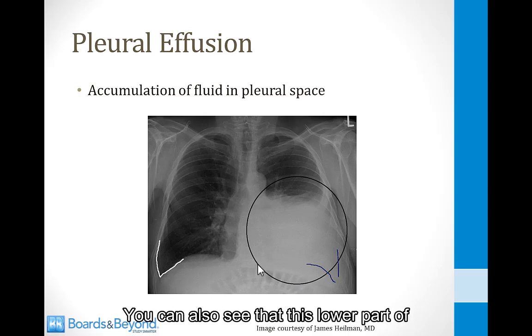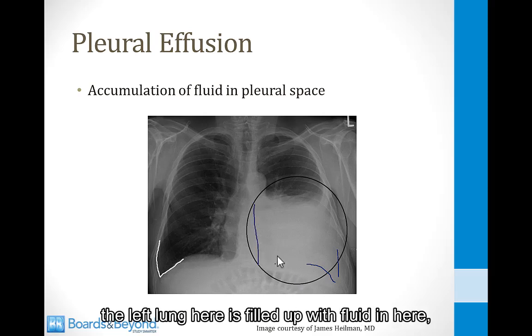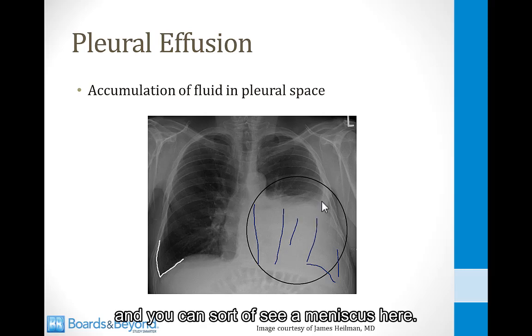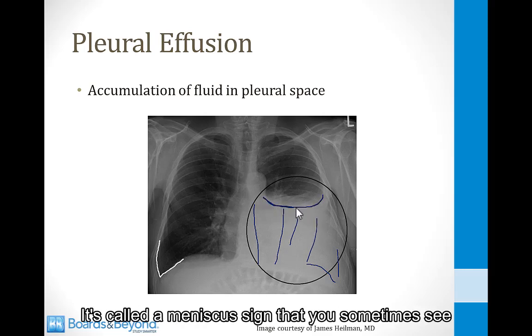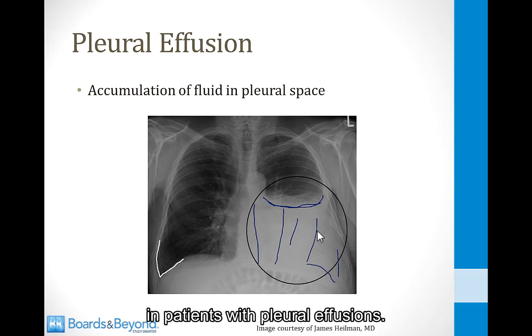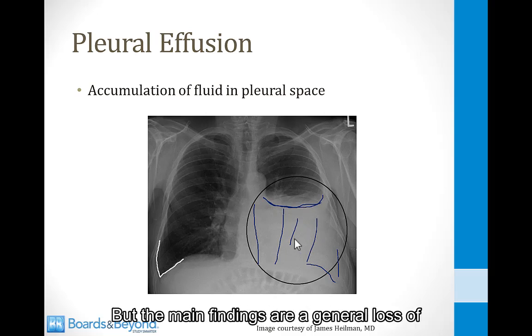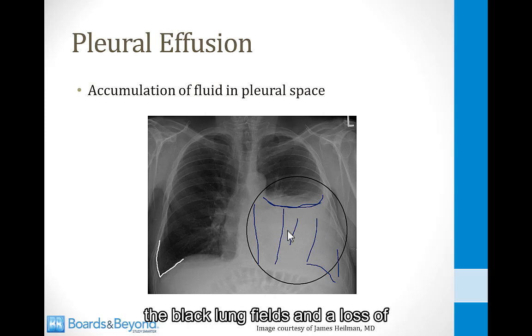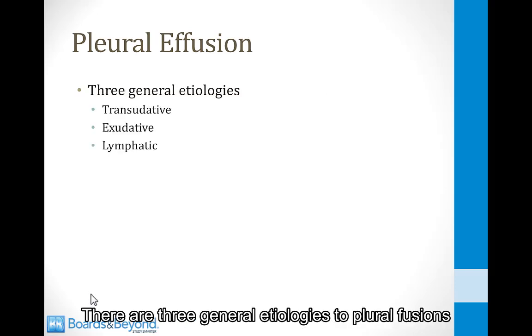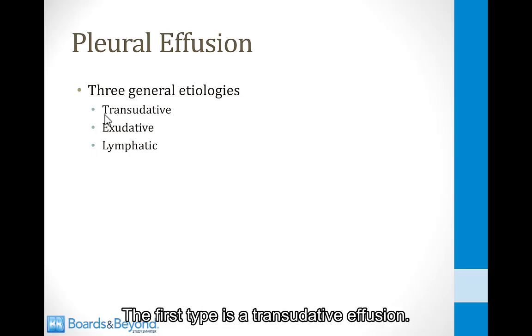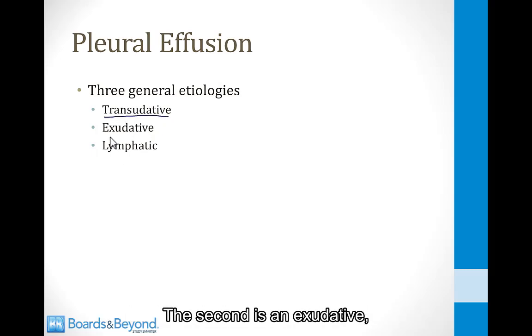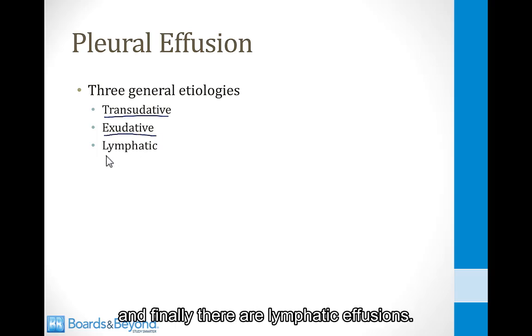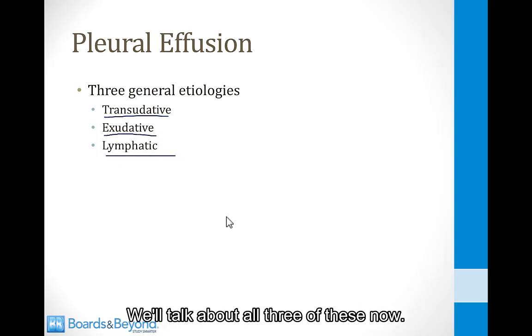You can also see that this lower part of the left lung here is filled up with fluid in here, and you can sort of see a meniscus here. It's called a meniscus sign that you sometimes see in patients with pleural effusions. But the main findings are a general loss of the black lung fields and a loss of the costophrenic angle visualization. There are three general etiologies to pleural effusions that you should know about as a medical student. The first type is a transudative effusion, the second is an exudative, and finally there are lymphatic effusions. We'll talk about all three of these now.